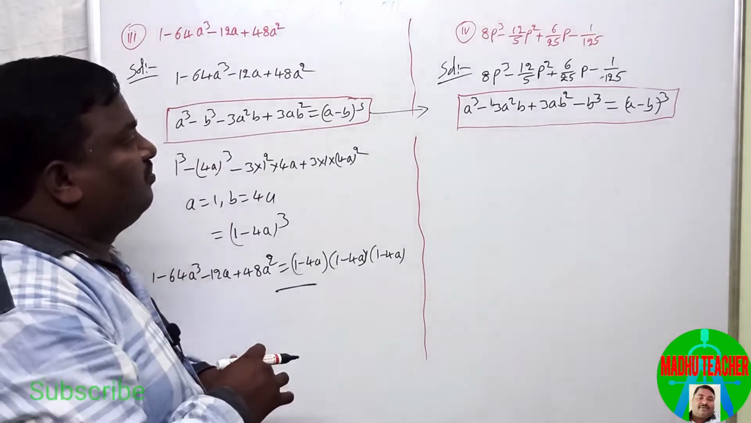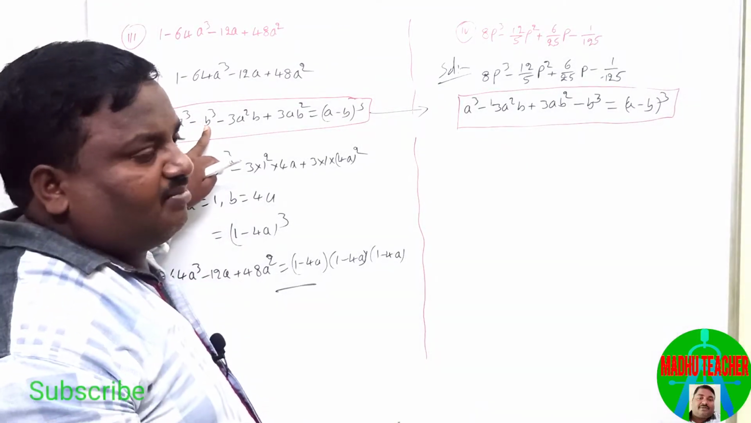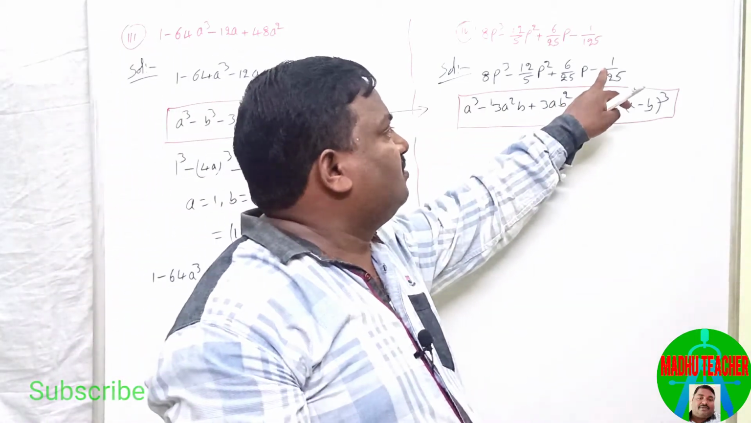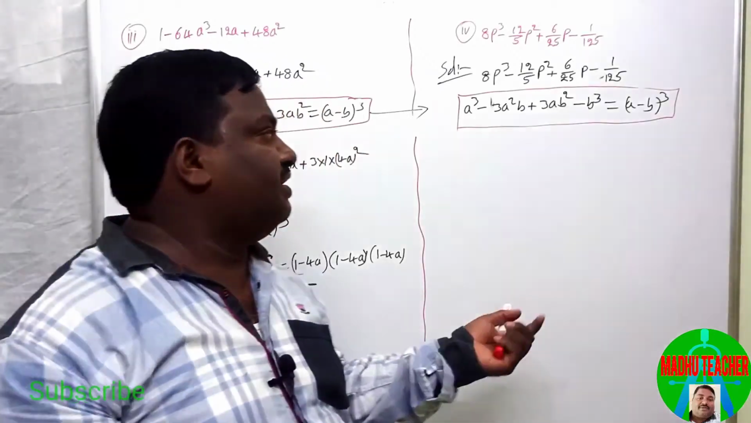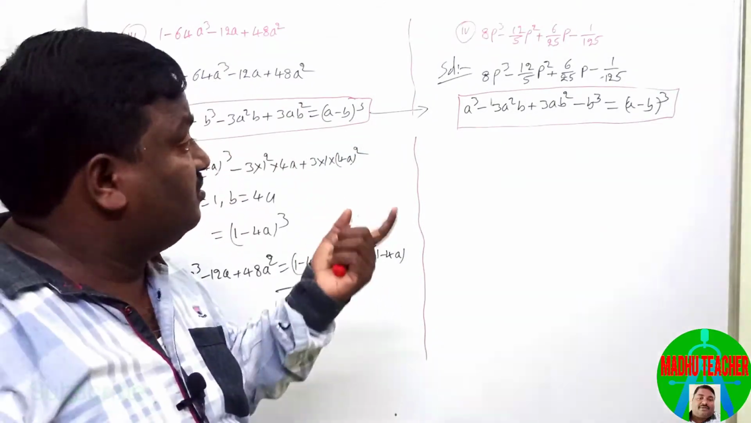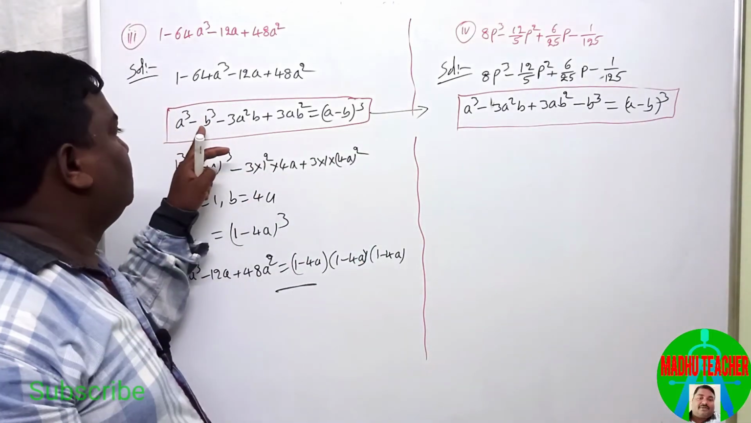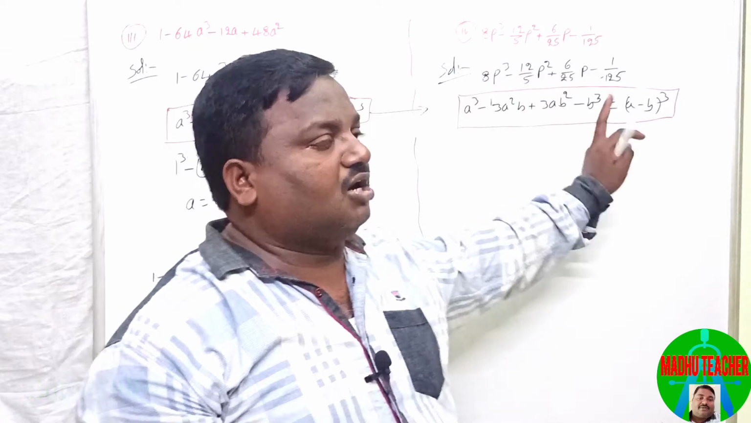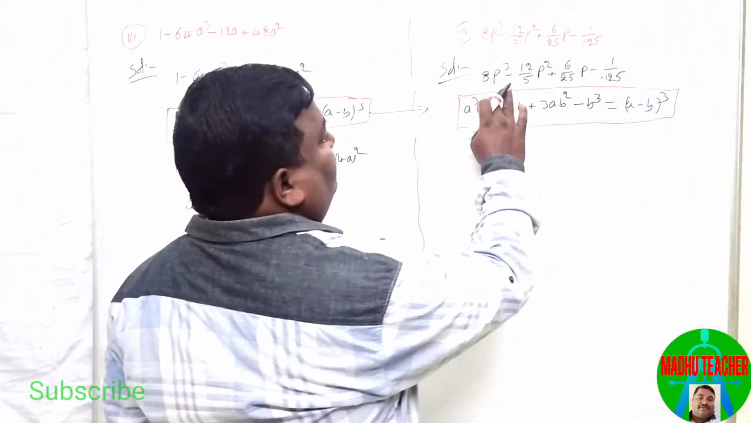In the previous problems, we wrote minus b cube in the second place, but here it is given at the last. That's why we write it here last. We can write it anywhere, so there is no change in values. According to the problem, you have to write it at the second place or at the last place or wherever.